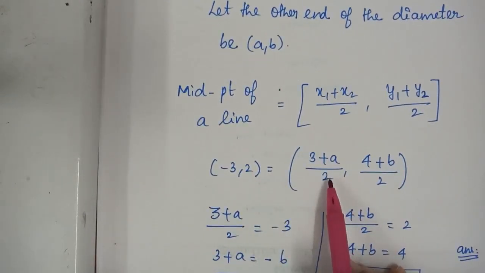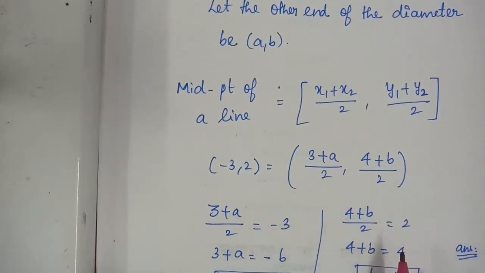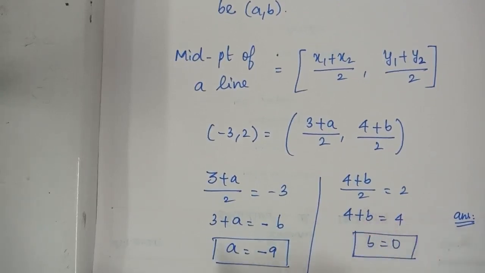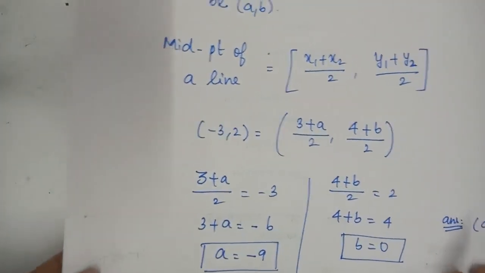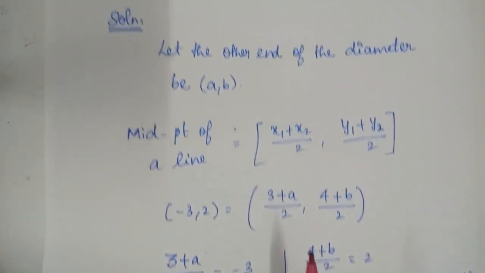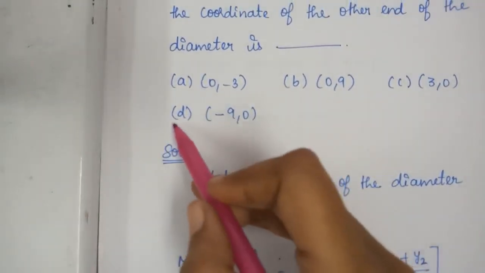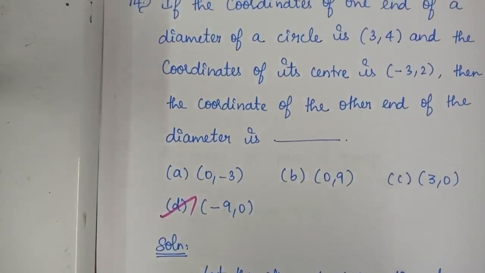(3 plus a) by 2 is equal to -3. So 3 plus a is equal to -6. The a value is -6 minus 3, is -9. Similarly, (4 plus b) by 2 is equal to 2. Cross multiplication. 4 plus b is equal to 4. So b is equal to 4 minus 4. The value is 0. So the correct option is option D, (-9,0).